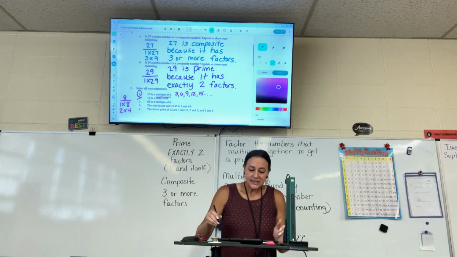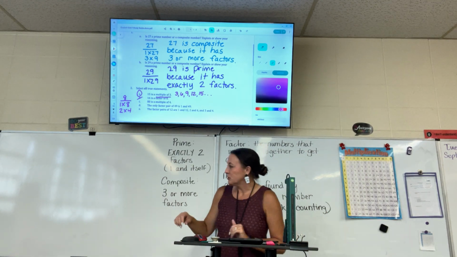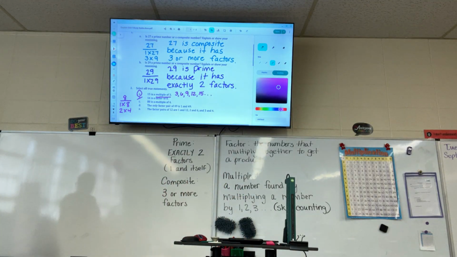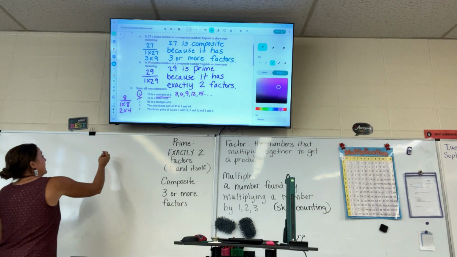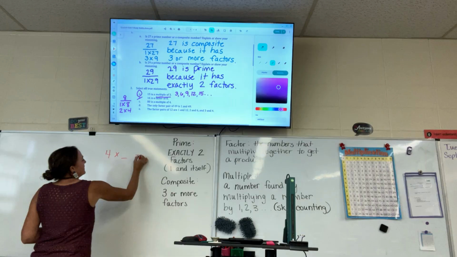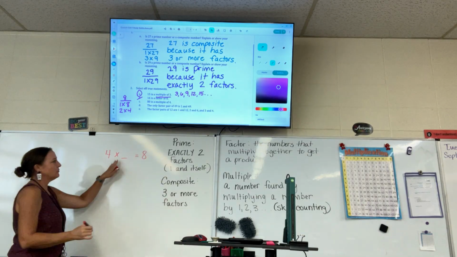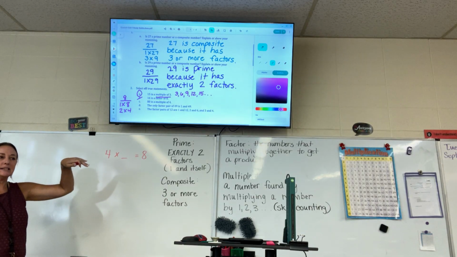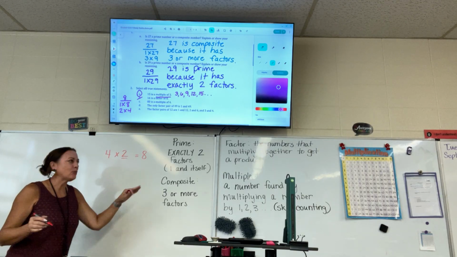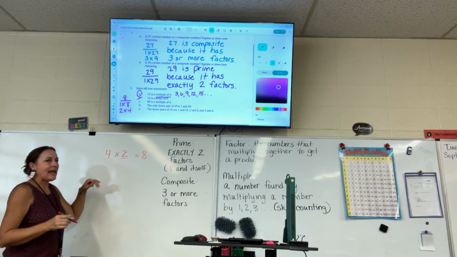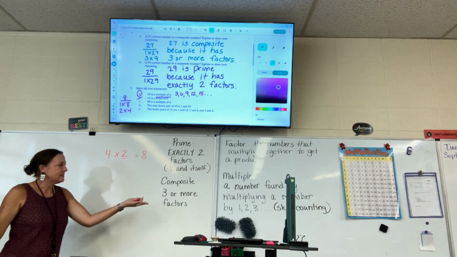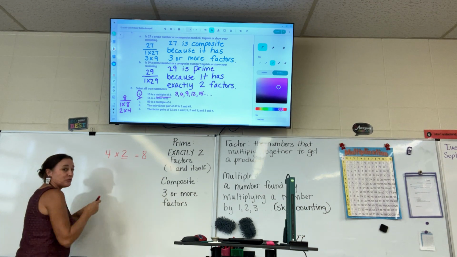So the next one says, is 80 a multiple of 4? Now our multiplication tables don't go up to 80, but we can use a little bit of reasoning. So 4 times what gives you 8? What do you multiply 4 times to get 8? Riley? 2. Now what's the difference between 8 and 80? And 80 has a what at the end? 0. So watch what I'm going to do, guys.